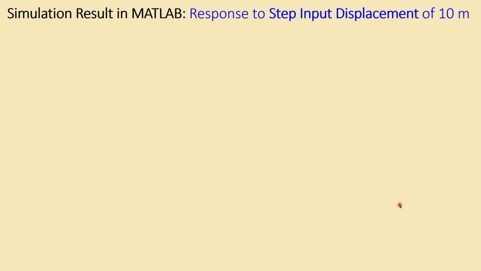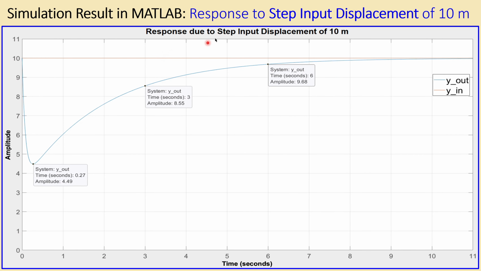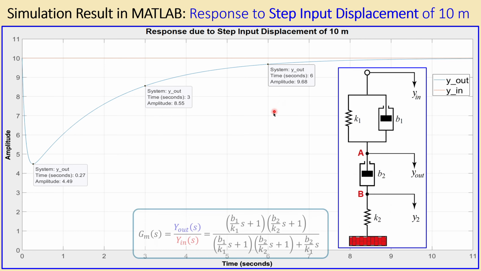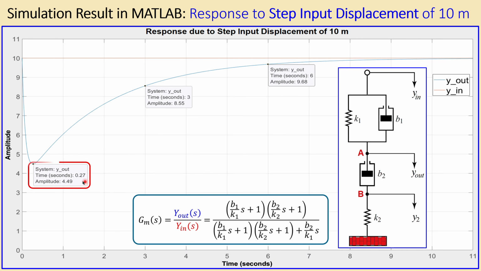Okay, let's now look at the response to a step input displacement of 10 meters in MATLAB. This is the response due to step input displacement of 10 meters. So 10 is the orange input, and the output is the blue one. You can see the minimum value, some labels here. So this is the mechanical system and this is the transfer function. This is the minimum value 0.27 at 0.27 seconds with a value of approximately 4.5 meters. And for other specific times I also have labels here for 3 and 6. I label this in order to also compare it with the electrical circuit shortly.